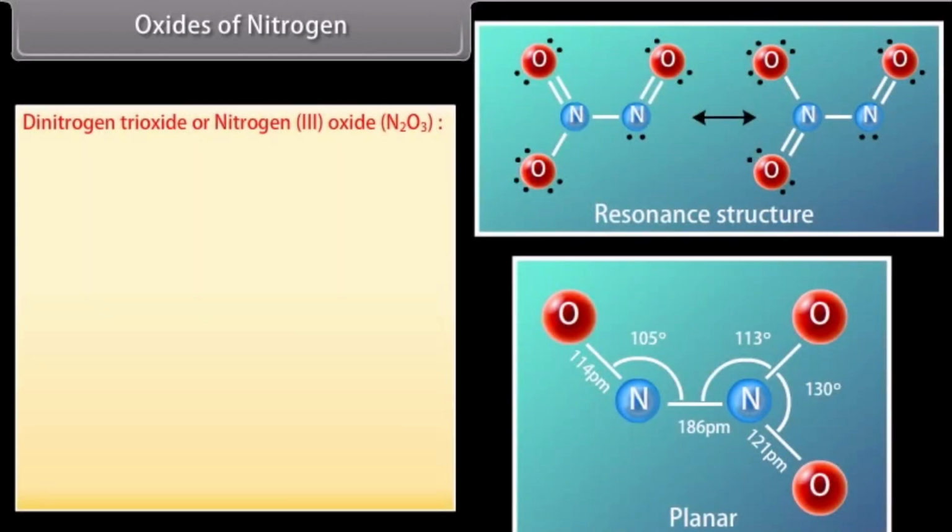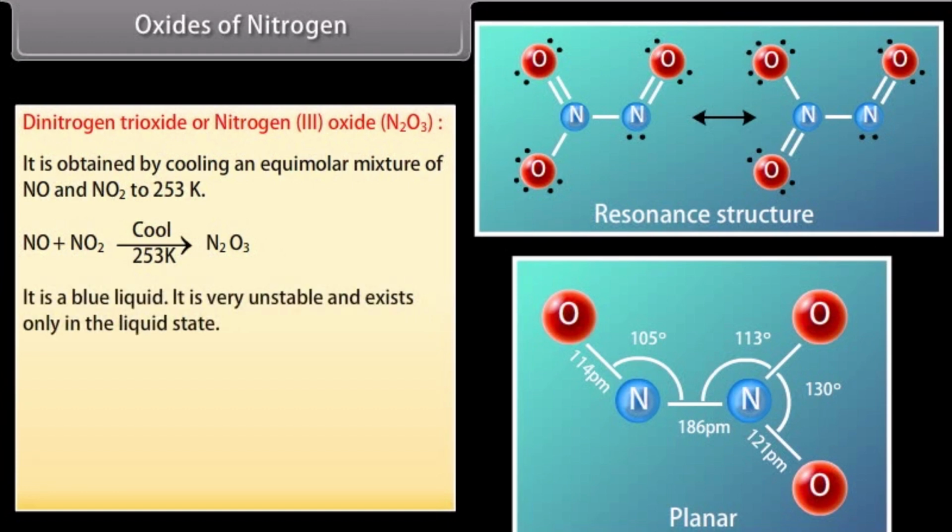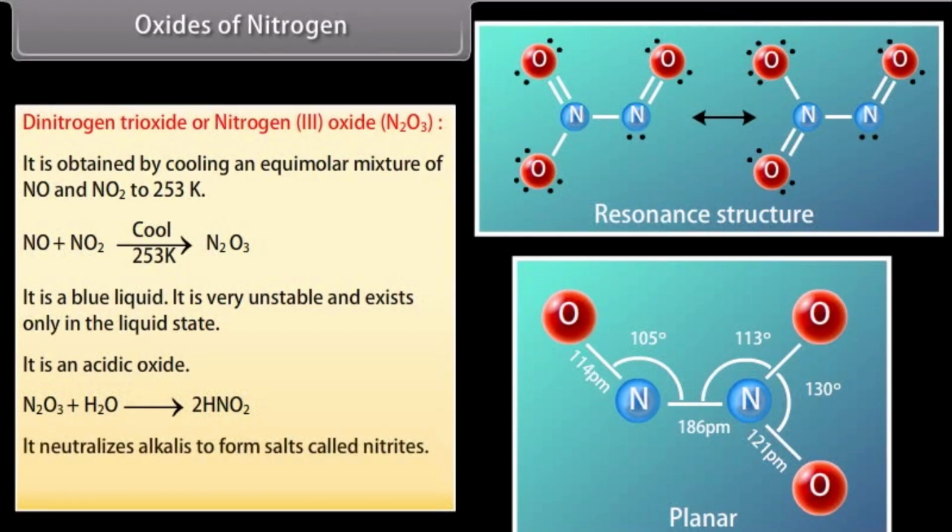Dinitrogen trioxide, or nitrogen 3 oxide. It is obtained by cooling an equimolar mixture of NO and NO2 to 253 Kelvin. It is a blue liquid. It is very unstable and exists only in the liquid state. It is an acidic oxide. It neutralizes alkalis to form salts called nitrites.